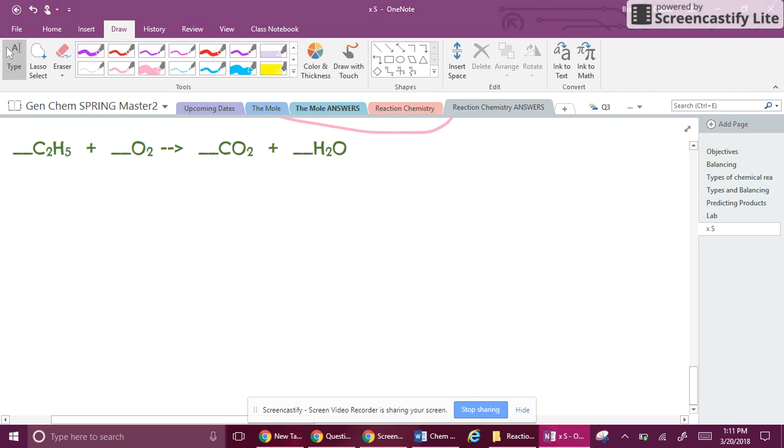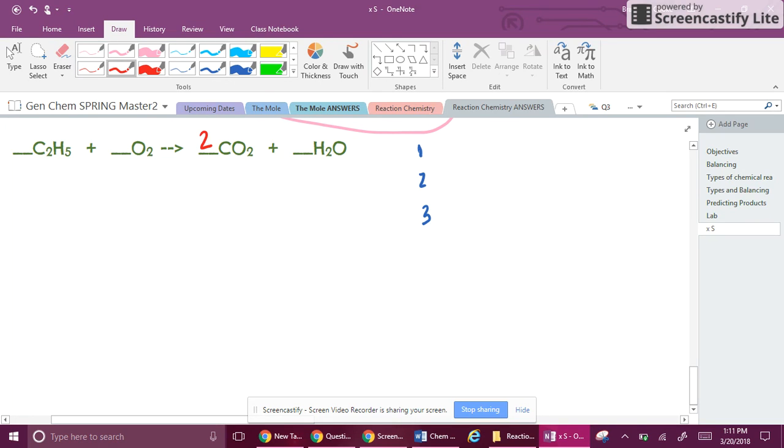So this one, I forget, I think this is a duplicate example. I don't know. Let's find out. Give me the right color. So we have step 1, step 2, step 3. Step number 1, balance my carbons and hydrogens. So right here, carbon should be a 2.